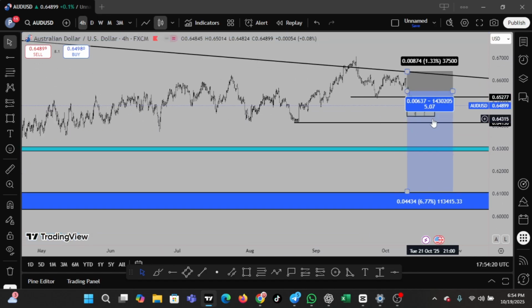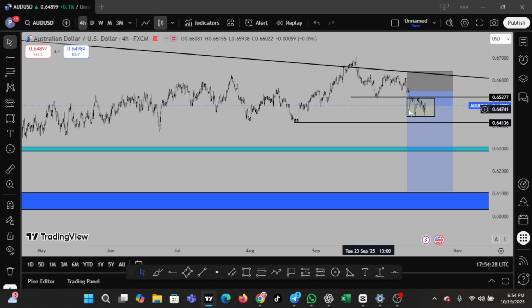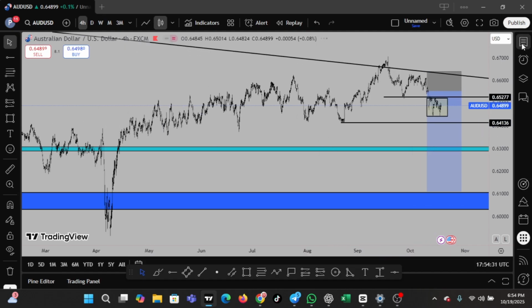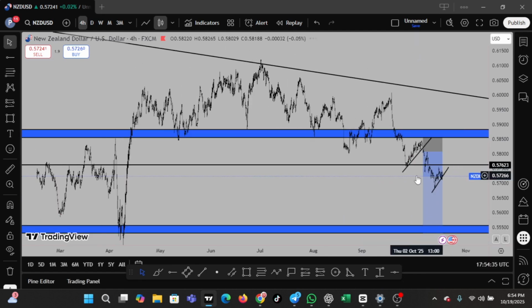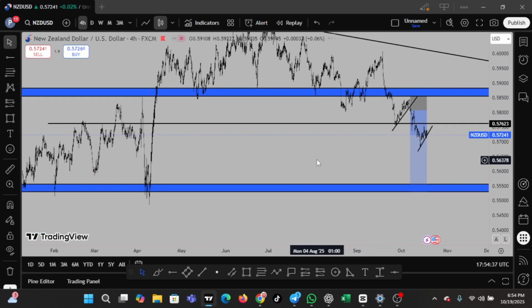If price breaks lower, I'll be looking to add to my sell. My stop is going to be above, and then I expect my first level target to be 0.63000 on AUD USD. Same thing I'm having on NZD USD. On NZD USD, I'm looking for another addition.